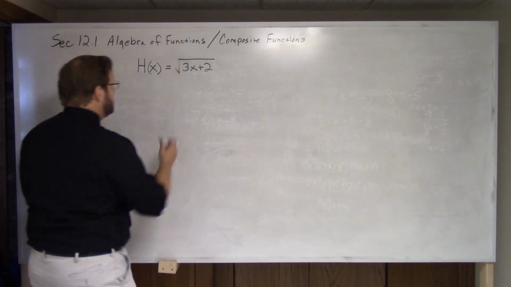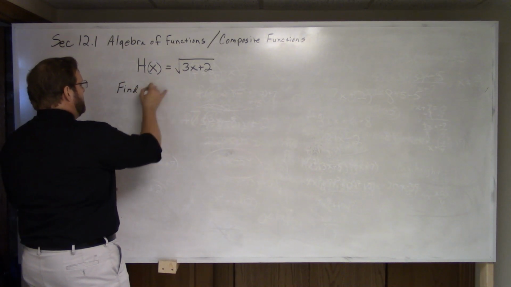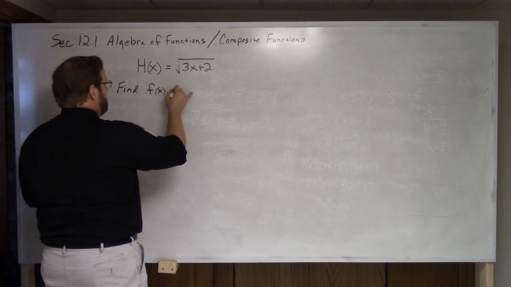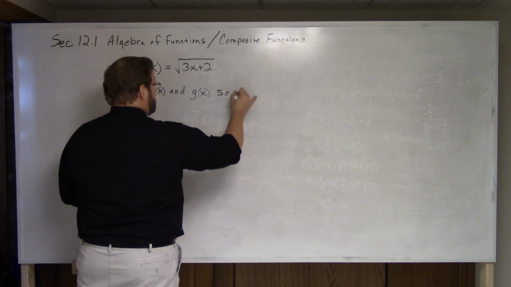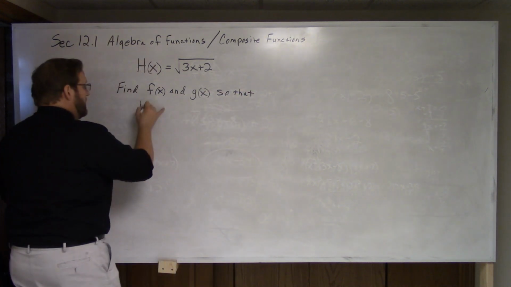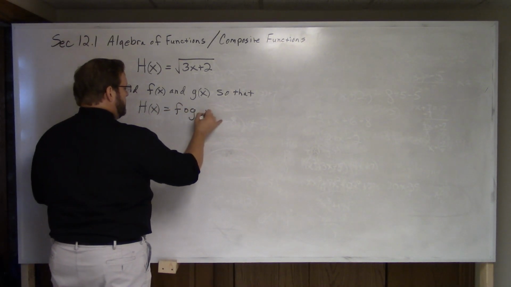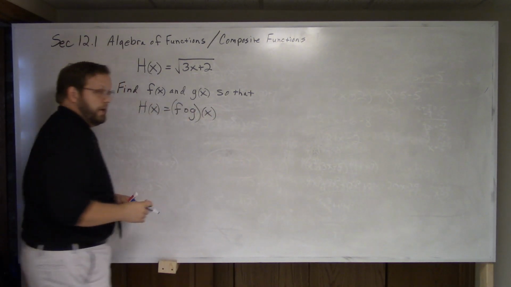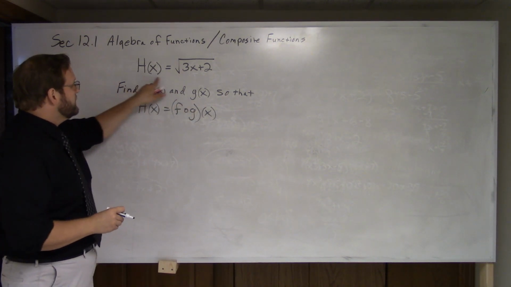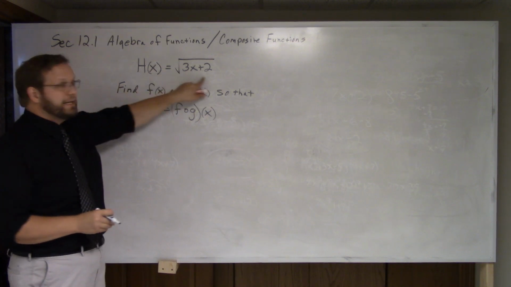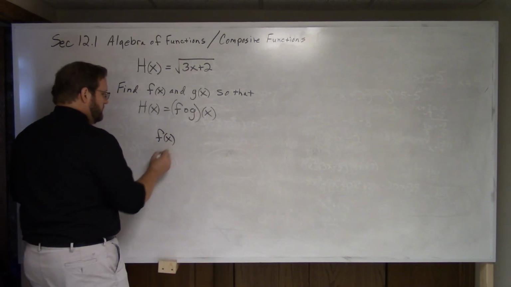So how are we going to do that? It's going to state this. Find f of x and g of x so that h of x equals f composed with g. Okay, and the order matters here, remember. So we want to find two functions so that when I compose them together, I get back to this. So I'm looking to define these.